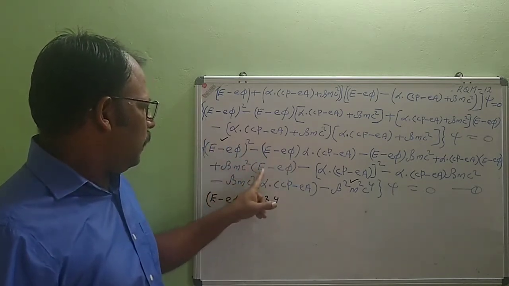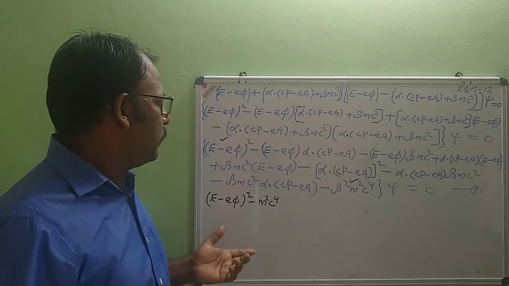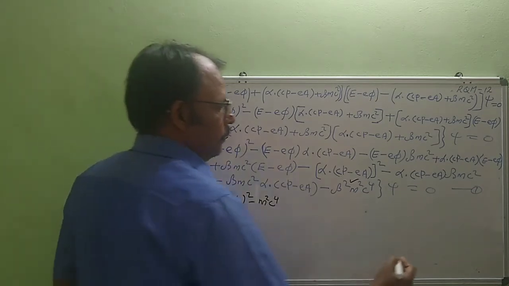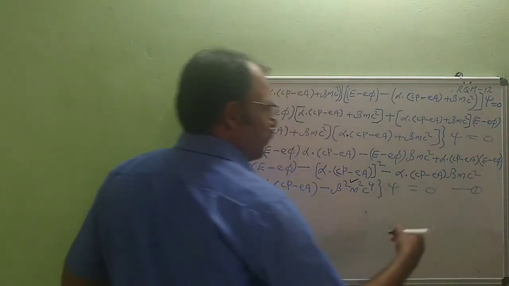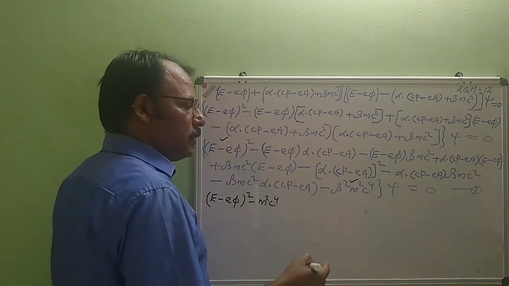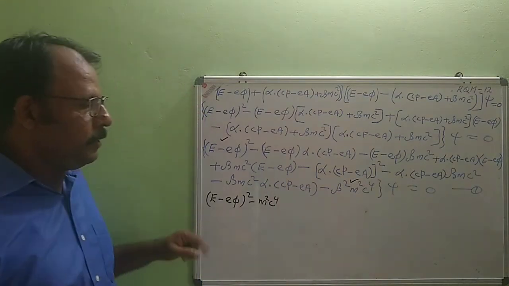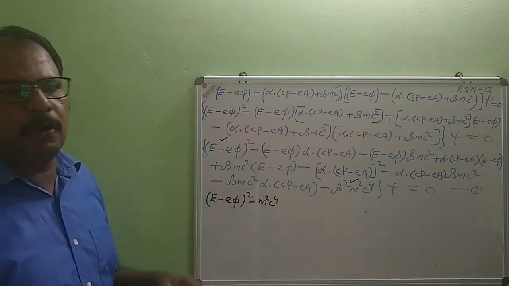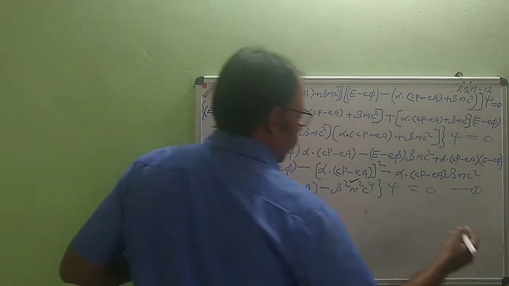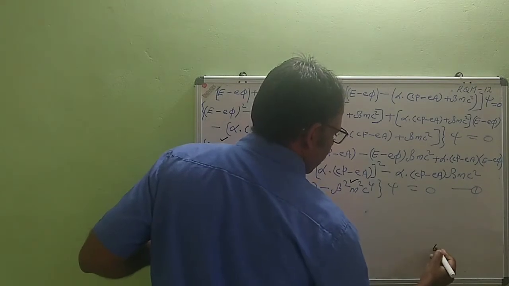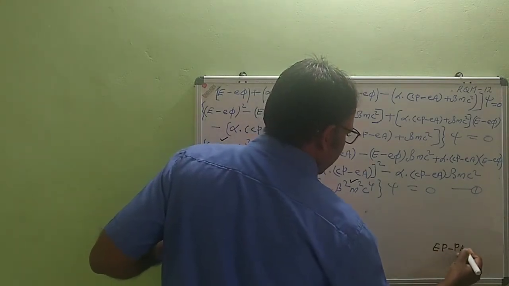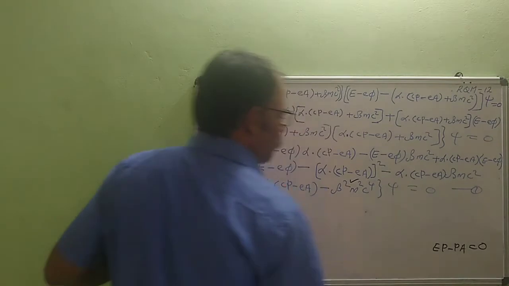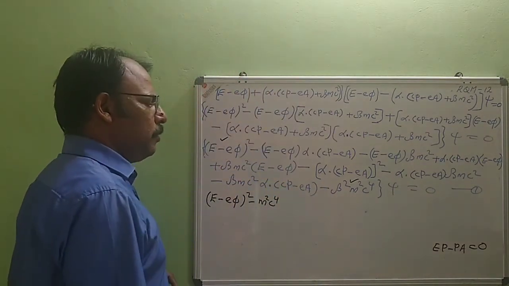E and beta, alpha and beta commute with E and P. E and P are commuting with each other. E is differential with respect to t and P is differential with respect to space component, so they are independent coordinates. So E and P always commute with each other. So we can write EP minus PE, that is always equal to 0.